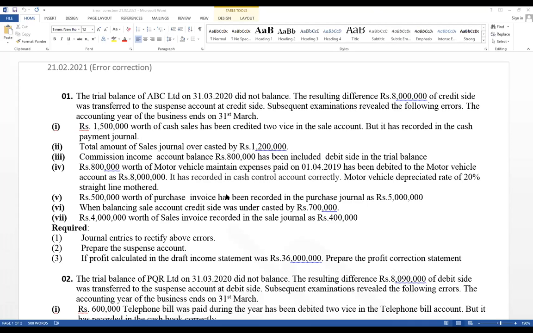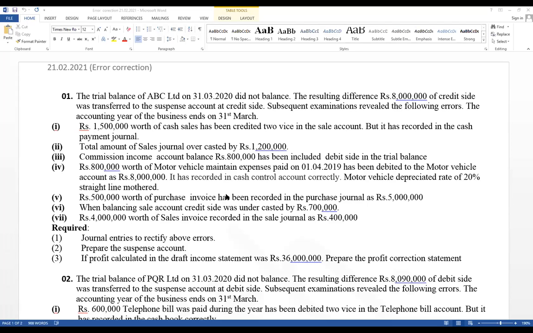Therefore, we are going to discuss the error correction part. By doing error correction, we maintain faithful representation. We have to provide true and fair information. Therefore, if there were errors, we have to correct them. Error correction should be done. Right, the basic part I have already discussed.